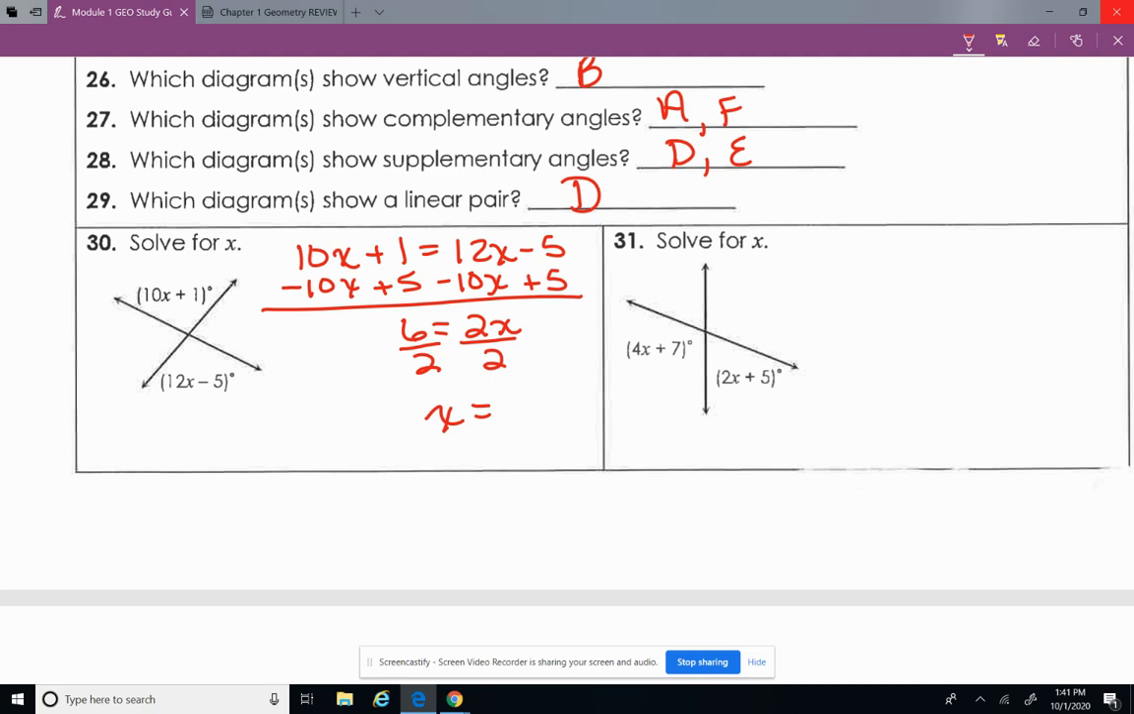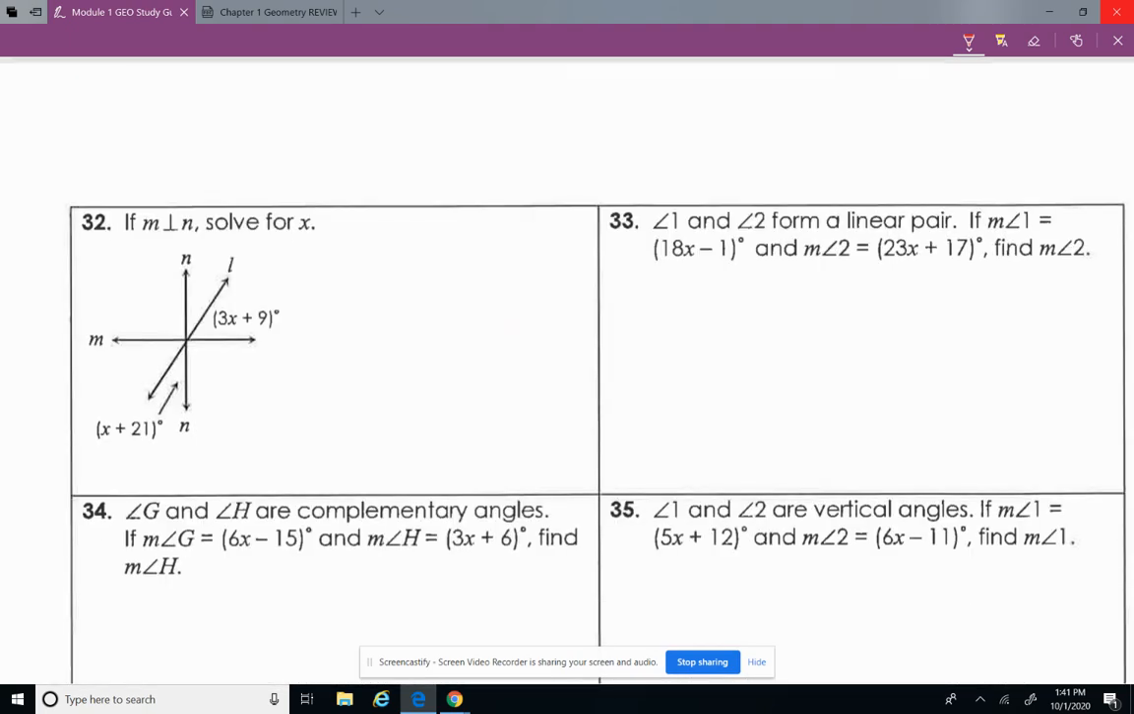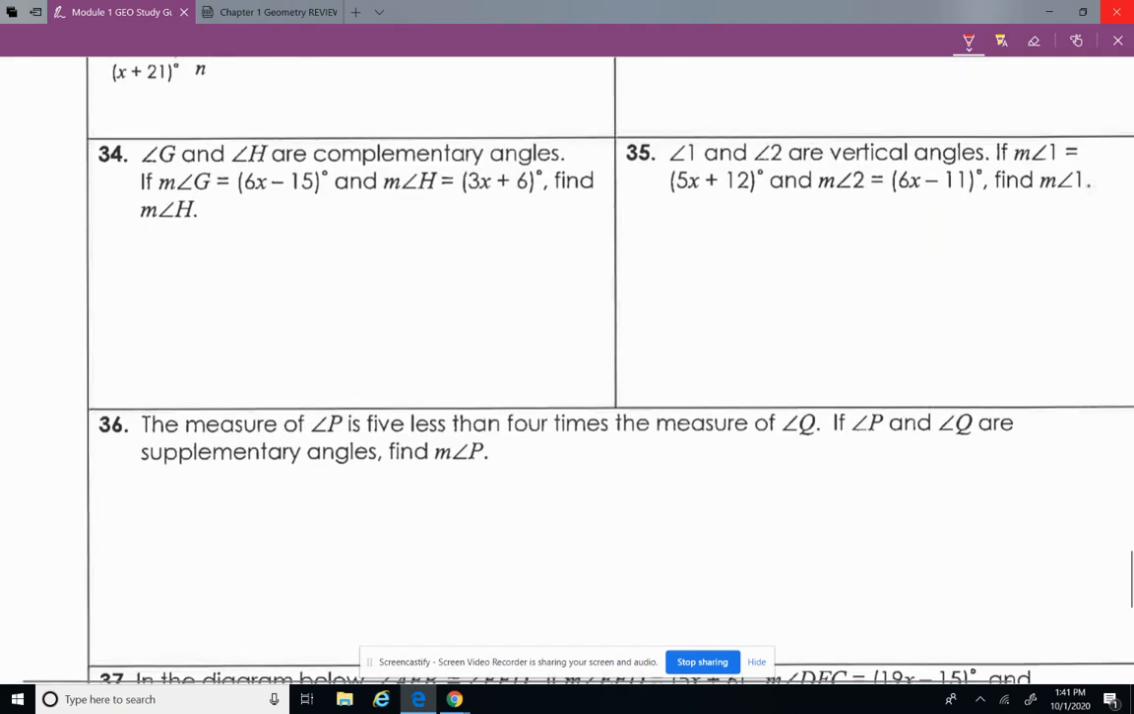Then I'm going to divide both sides by 2 and get 3. All right, go ahead and write 31, but skip some space because we're not going to do it. Do the same thing for 32 and 33. We're going to go to 34.